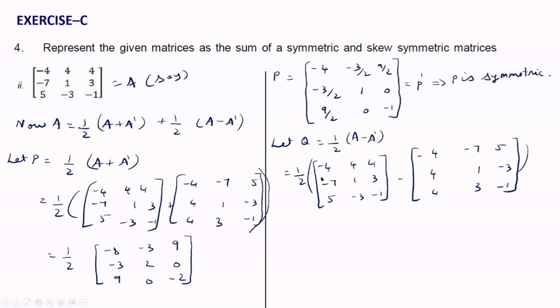So this is half of minus 4 minus of minus 4 is plus 4. So 0. Then 4 plus 7 it is 11. Then 4 minus 5 minus 1. Then minus 7 minus 4 minus 11. 1 minus 1 0. 3 plus 3 6. 5 minus 4 1. Minus 3 minus 3 minus 6. Minus 1 plus 1 0.